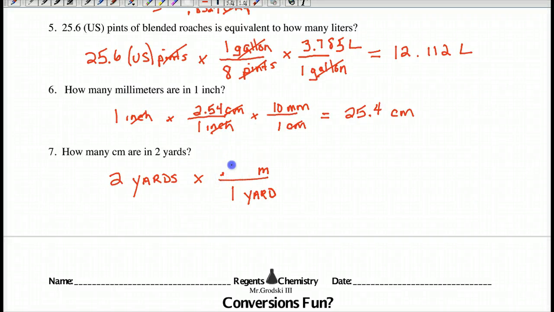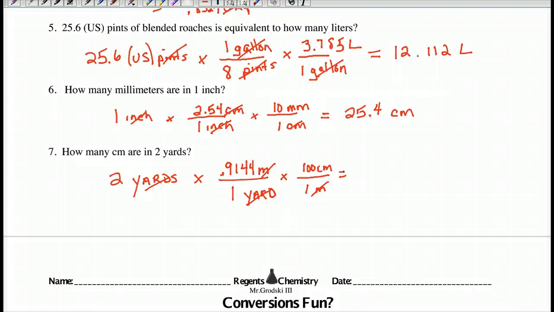So 0.9144. Okay, next step is I'm going to get rid of yards. I'm left with meters, and I know that for every 1 meter, there's 100 centimeters. Multiply across, put this in my calculator, and this should be getting very, very easy to do.